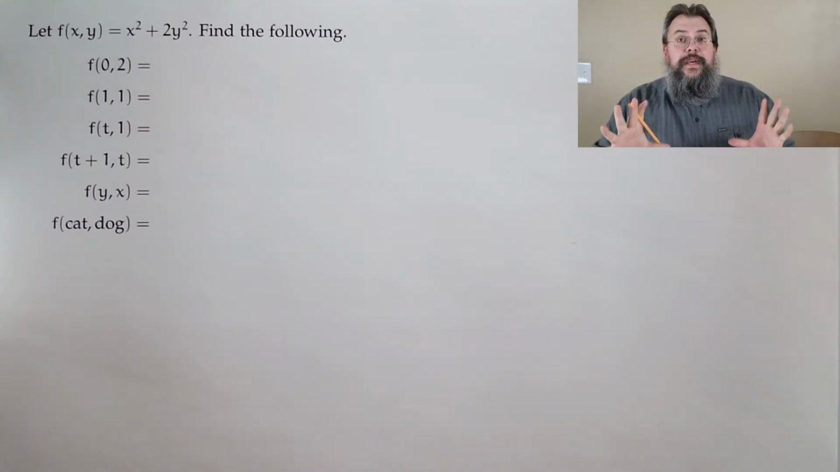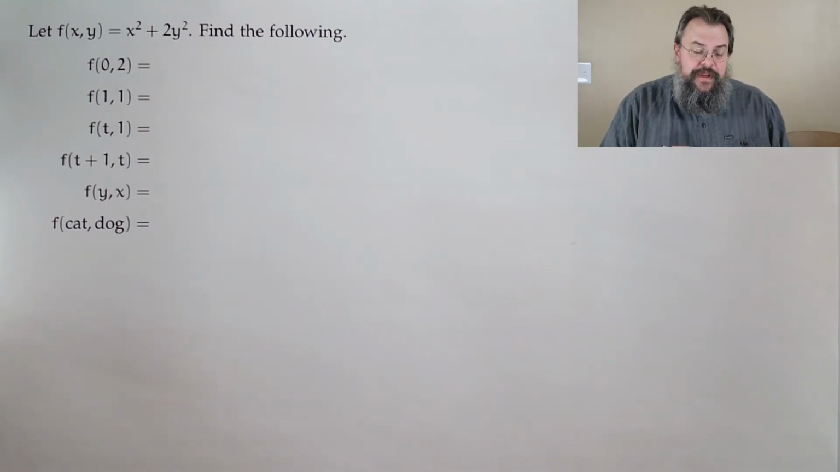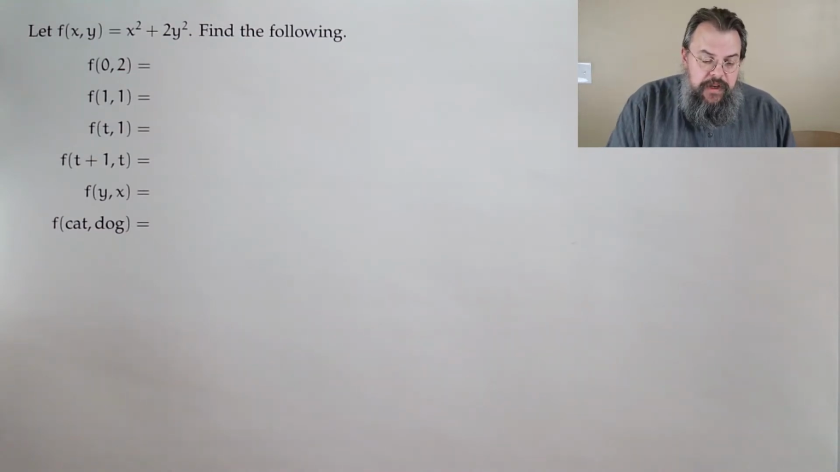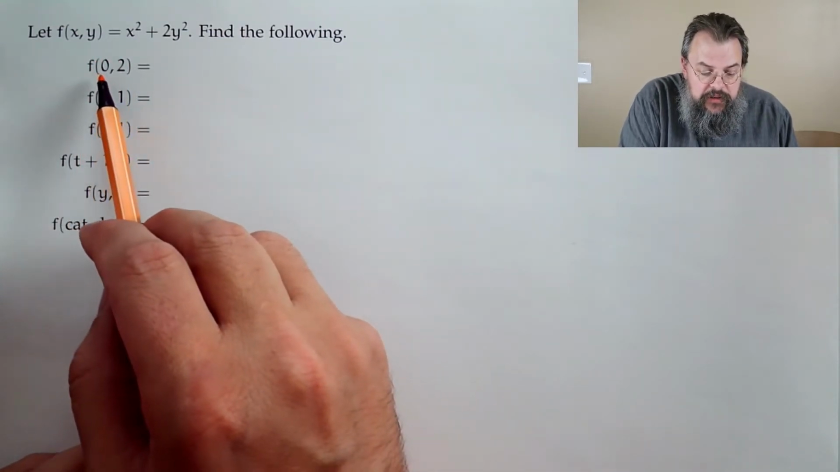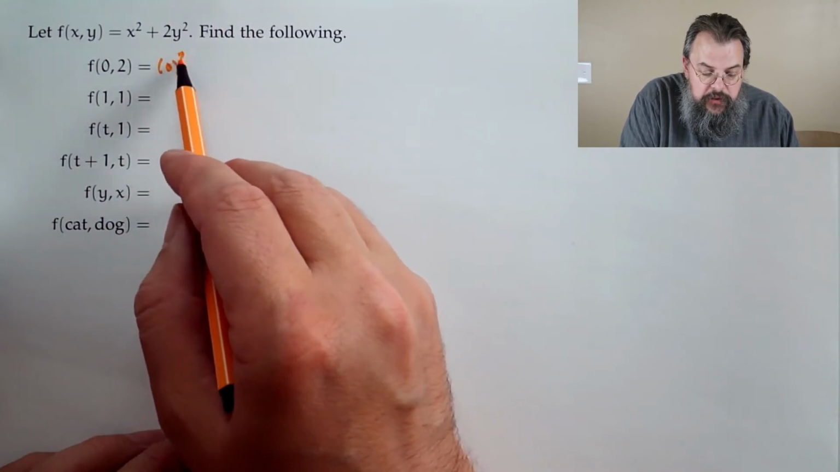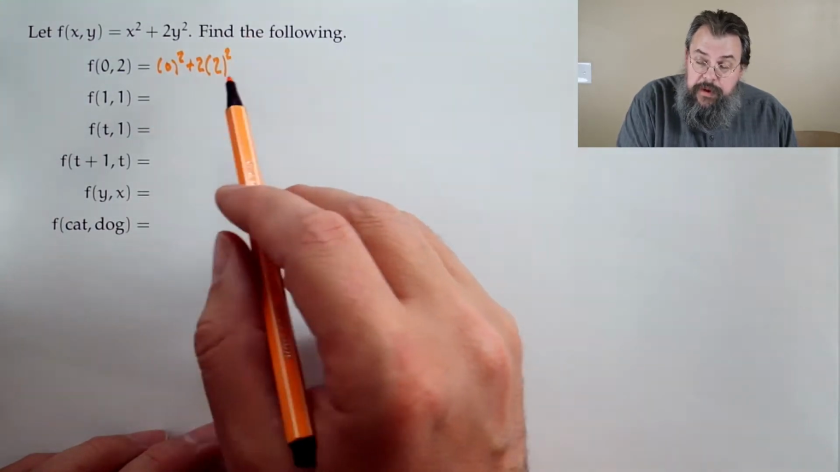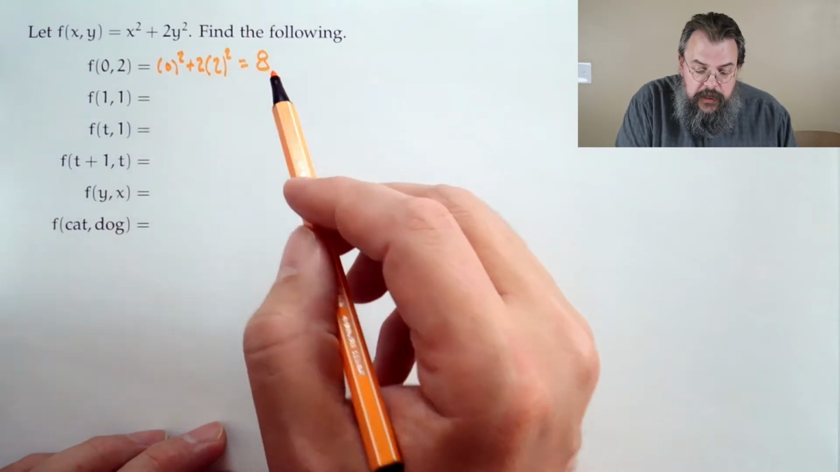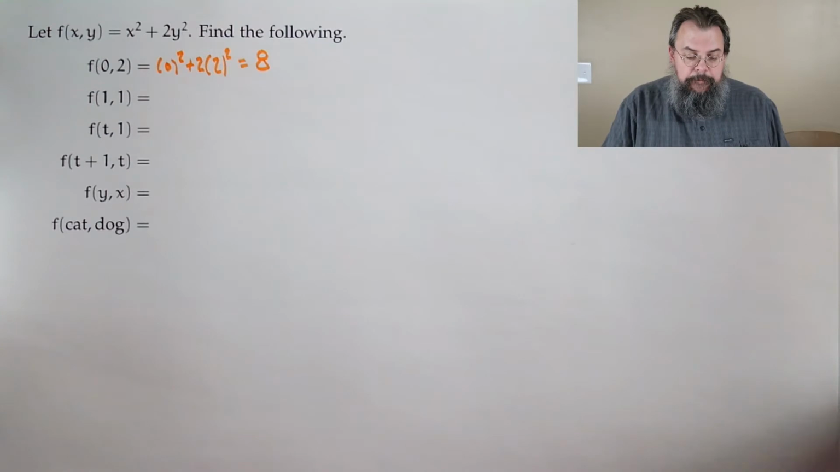Now, be careful that you don't tie too much to the symbols. We'll get into that as we go down our list. But some of these are pretty straightforward. If I plug in 0, 2, that says x equals 0, y equals 2. So it would be 0 squared plus 2 times 2 squared. We can simplify that: it becomes 0 plus 2 times 4, which is 8. That's not so bad.